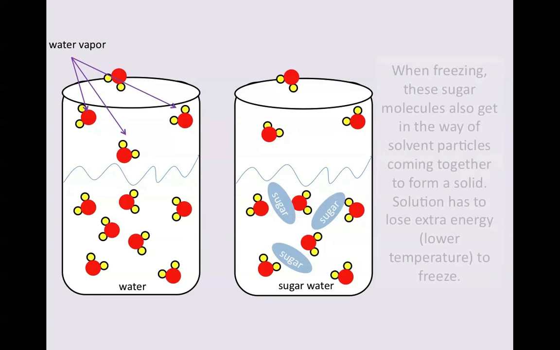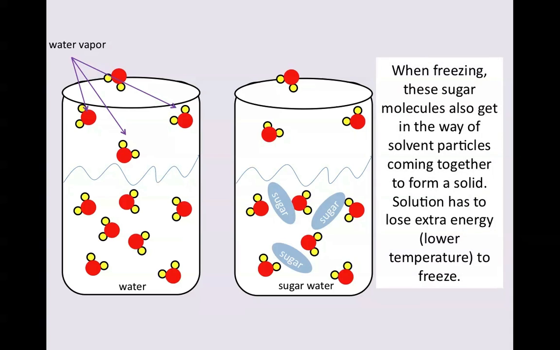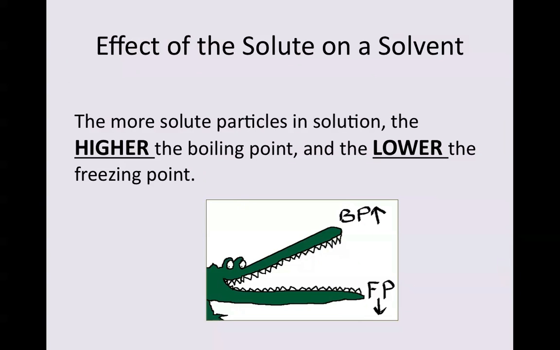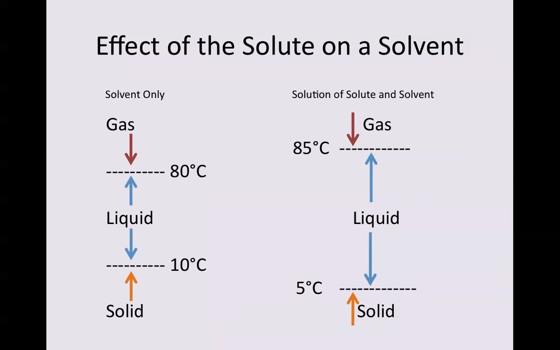I can also look at the fact that when I'm going to try and freeze the water, the molecules of the sugar also get in the way of the solvent particles and keep them from coming together to form a solid. So the solution also has to remove this extra energy, go to a lower temperature in order to freeze. So what we're also going to see is that the more solute particles in solution, the higher that boiling point is going to climb and the lower that freezing point is going to fall.